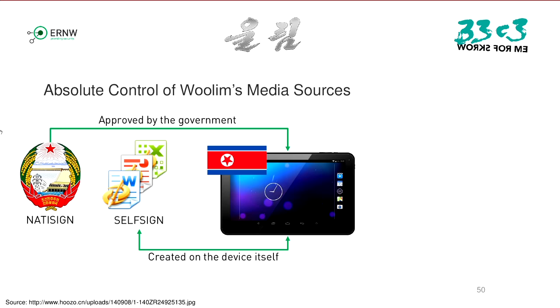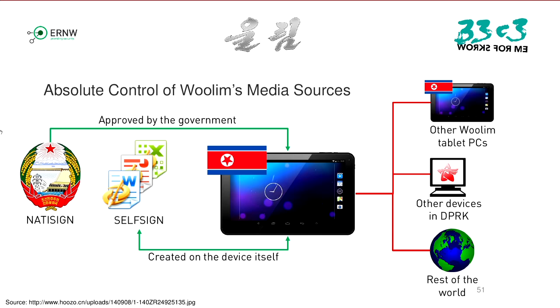If I have a friend with another Woolim device and he takes a picture with his camera, he cannot just put it on a removable media and give it to me, and I'm basically not able to open this file because the signature, or basically the legal reference in the signature, is wrong.